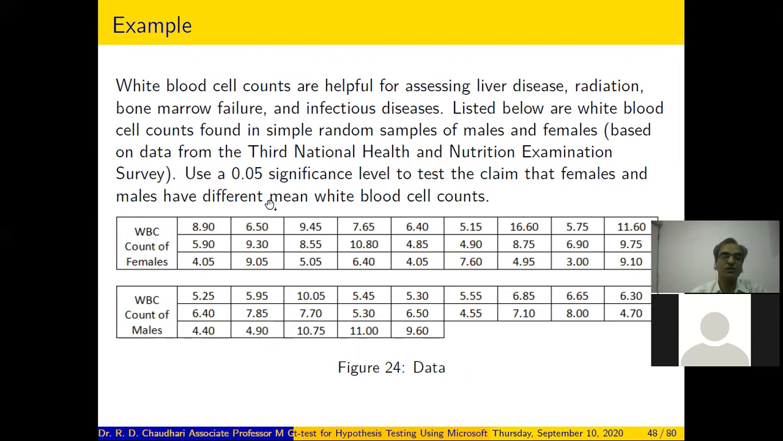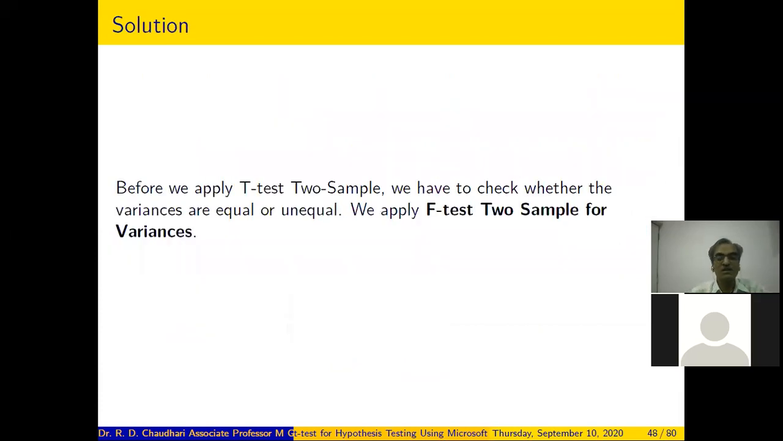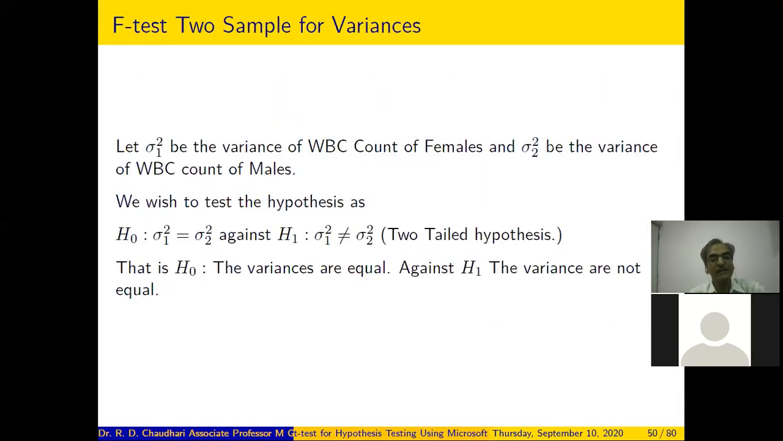Now, since we want to test the mean blood cell count for males and females, the problem is about testing the means of two populations. But since we don't know whether the variances for the two populations are equal or unequal, before applying two sample t-test, we have to apply the F test for testing equality of variances. Okay, so we have to apply the F test.